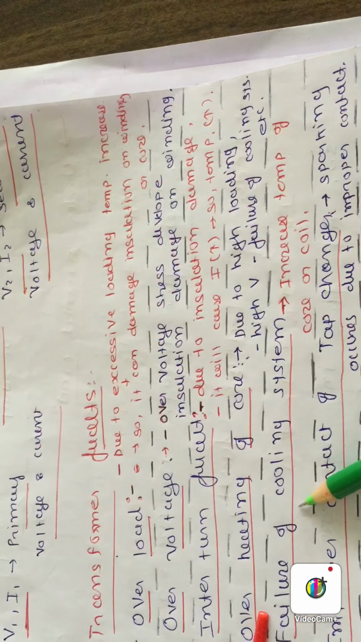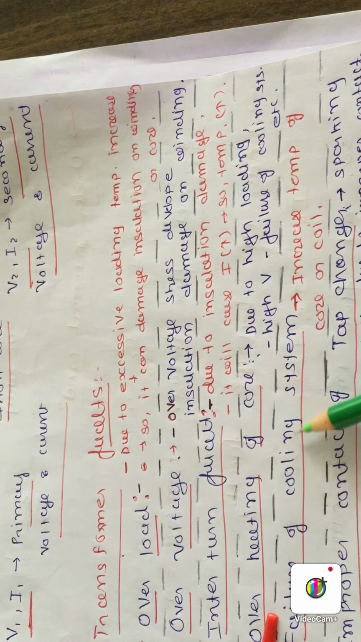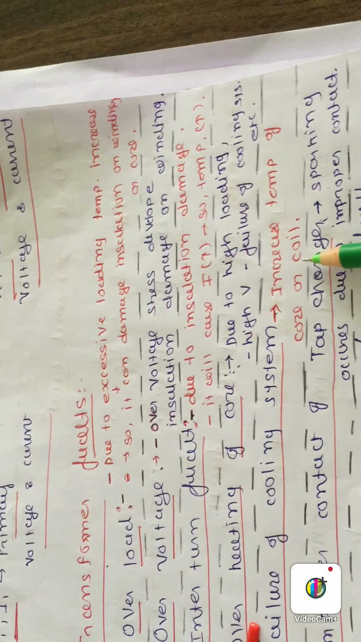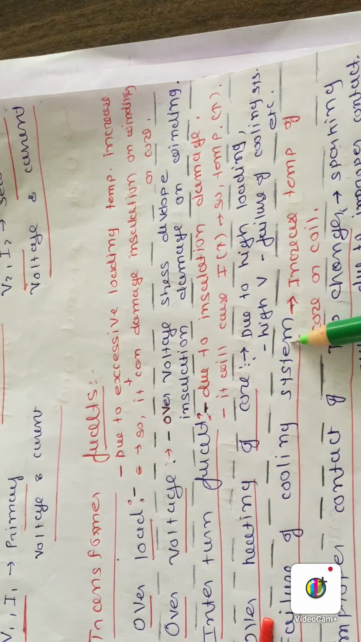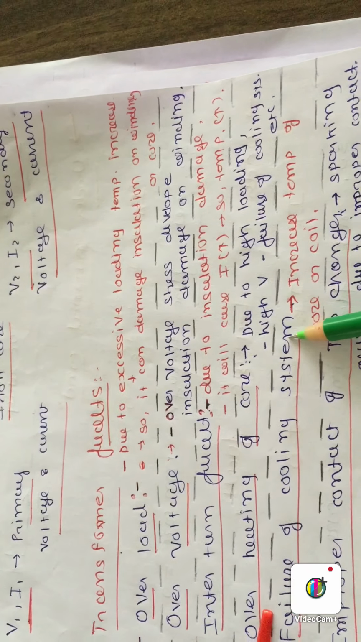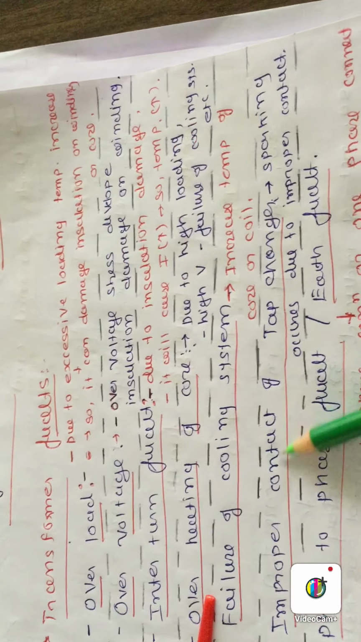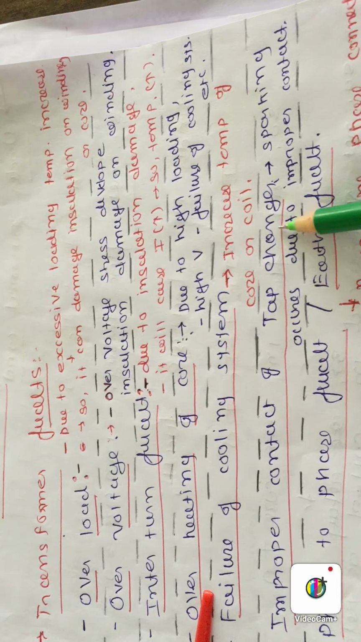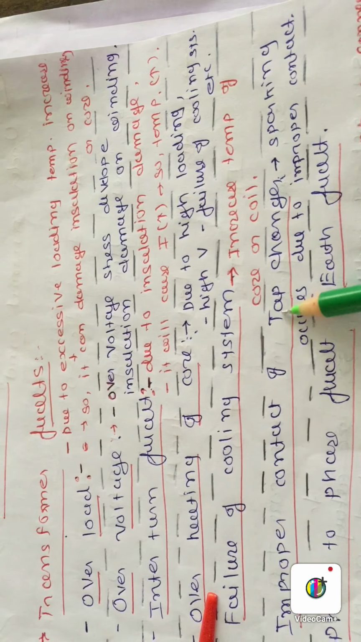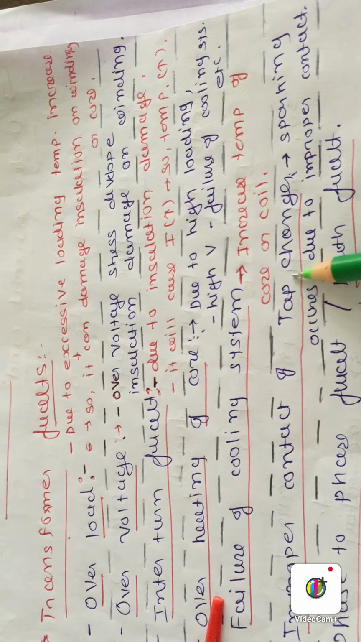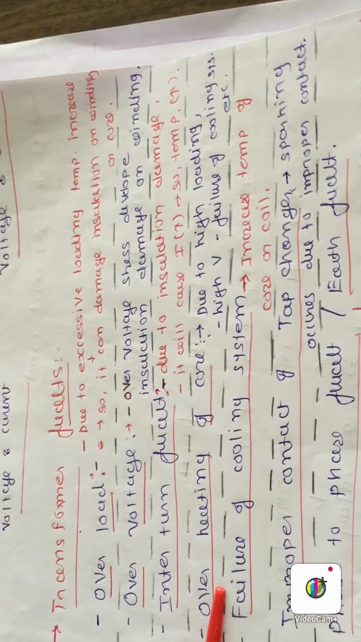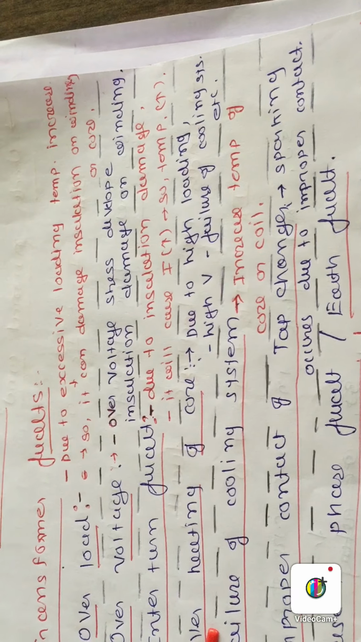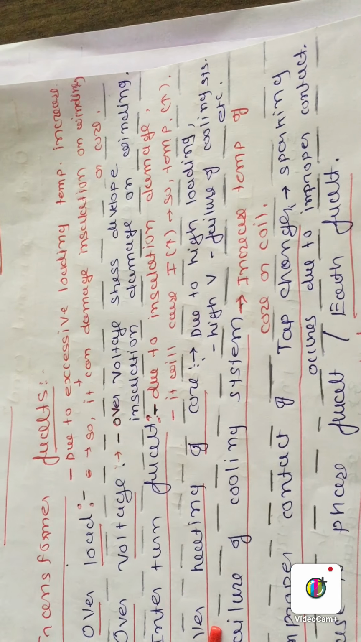Due to the failure of cooling system, as I explained, core or coil temperature will increase. If the cooling system is damaged, the temperature of the core, coil and the whole machine will gradually start increasing. Then improper contact of tap changer. One fault is improper contact of tap changer. Due to the improper contact of tap changer, sparking will occur at contacts. Due to that sparking, overheating occurs, and if it is kept for a long time, the contacts get damaged.